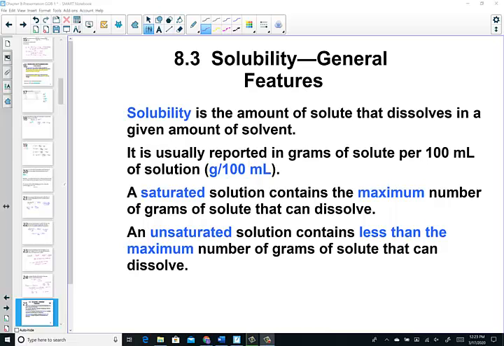Well, welcome back, everyone. This is section 3. Mrs. Hansen here, ready to talk about solubility, some general features, and then in the next section, more specific features. So let's begin by defining the term solubility.